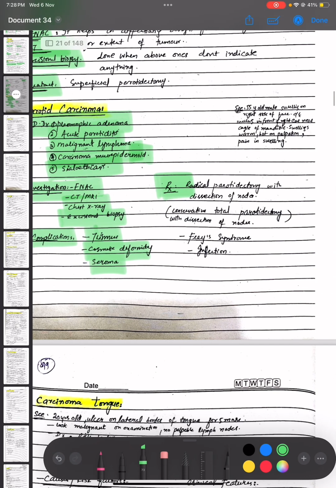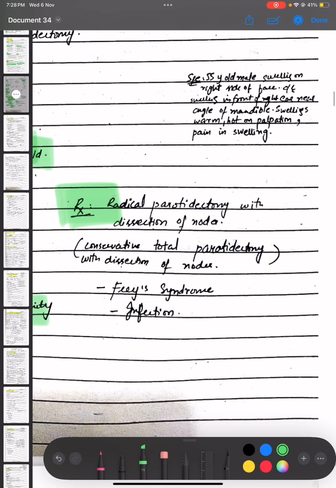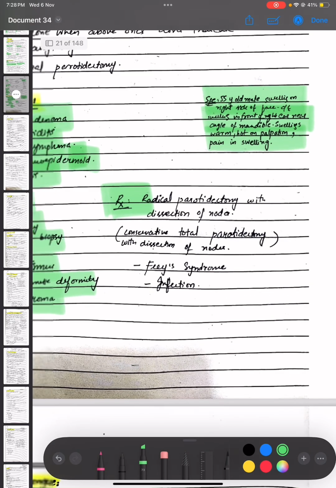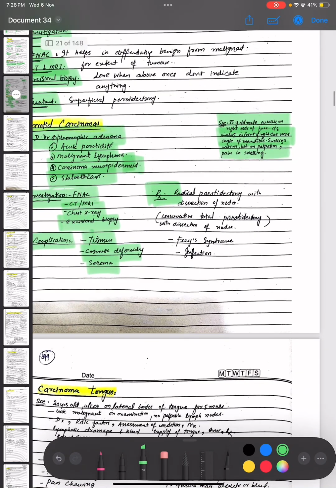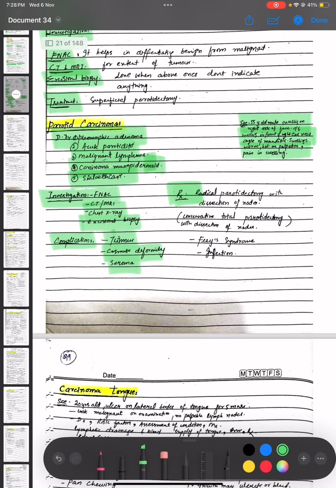So, for parotid carcinoma, we have a scenario that a 55-year-old has swelling on the right side of the face. On examination, there is swelling in front of the right ear near the angle of the mandible, the swelling is warm, hot on palpation, and painful. Okay. Conservative total parotidectomy with dissection of nodes, and Frey syndrome, infection.